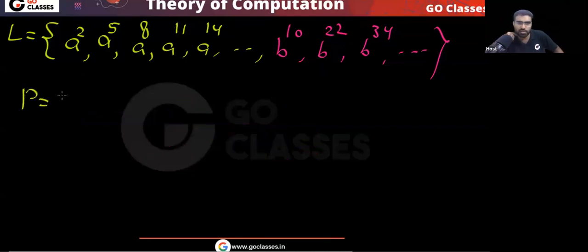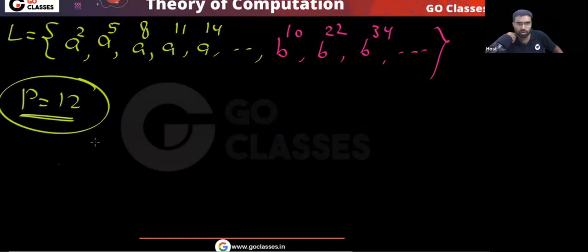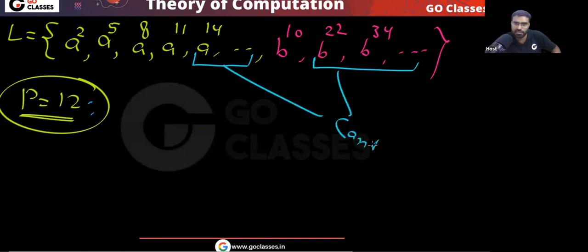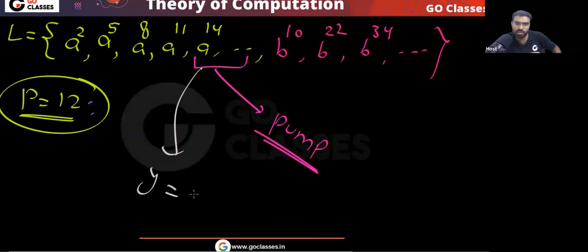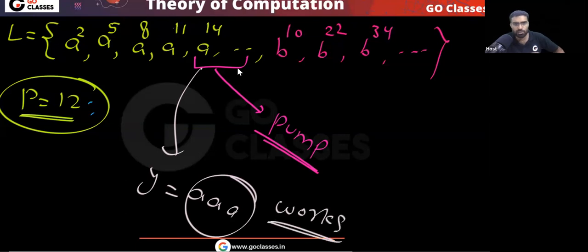Now check p equal to 12. Will it work? Yes, p equal to 12 will work. Notice how. For p equal to 12, first of all, you find out the candidate strings. These are the candidate strings. Now you can notice all these strings will pump. For these strings, which y will you take? Y equal to AAA will work.